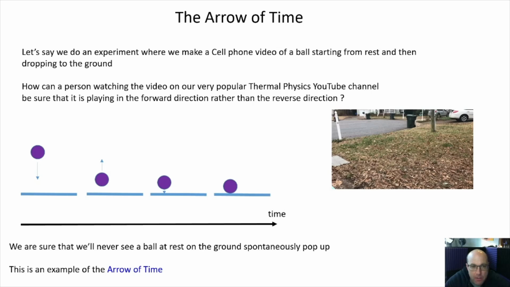So I want to imagine that we're going to do an experiment where we make a cell phone video of a ball starting from rest and then dropping to the ground. And the question I want to ask you is, how can a person watching the video be sure that the video is playing in the forward direction rather than the reverse? Can I try to play this video that I made in my front yard the other day? Watch this.